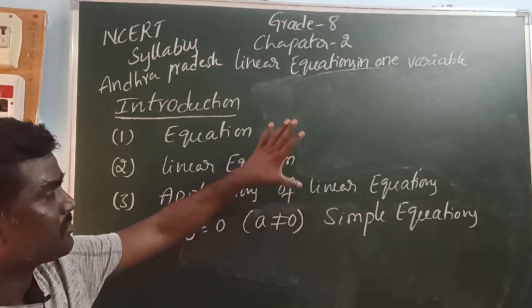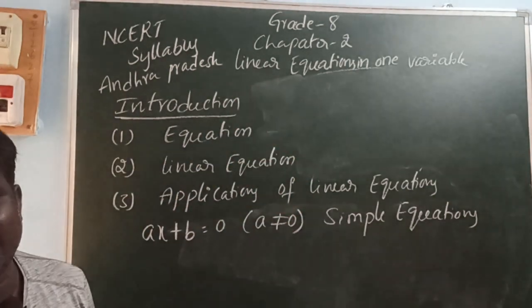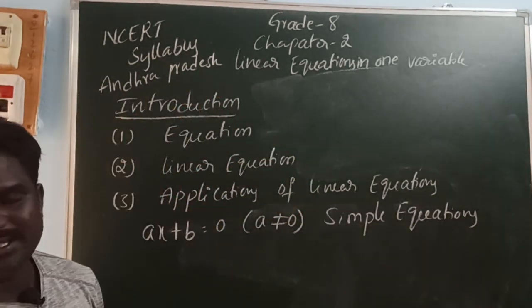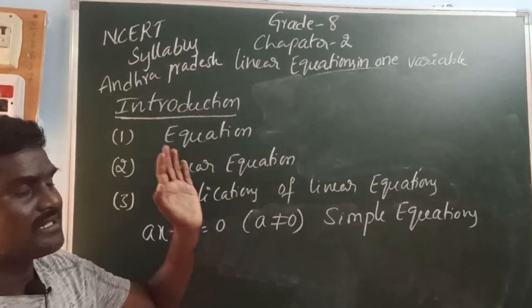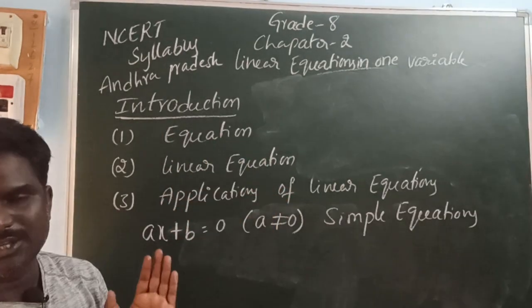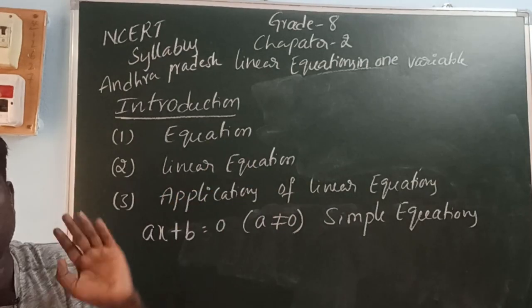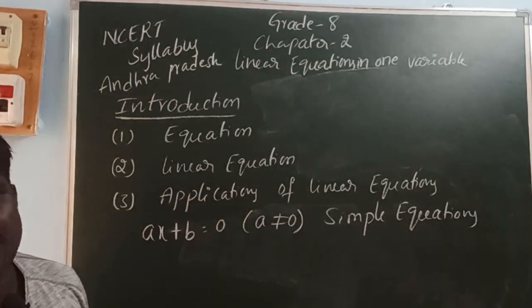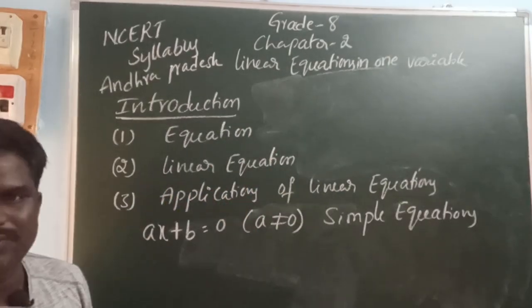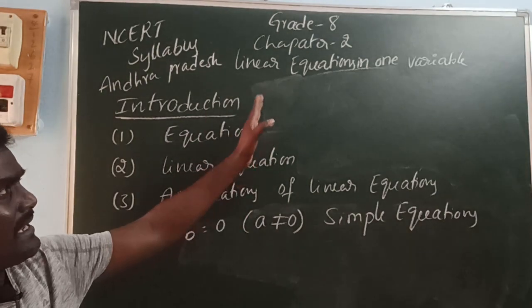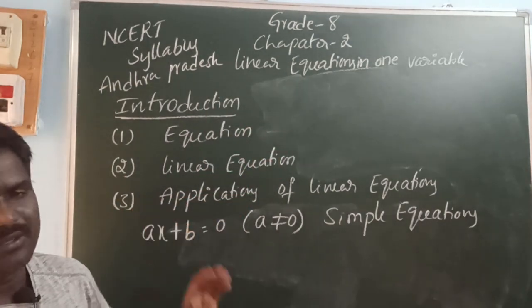This is an introduction topic for linear equation in one variable. Linear means its degree is 1. Equation means the polynomial which is equal to 0, or the polynomial which is equal to a linear polynomial. In one variable means only one variable in the equation. That is called linear equation in one variable.